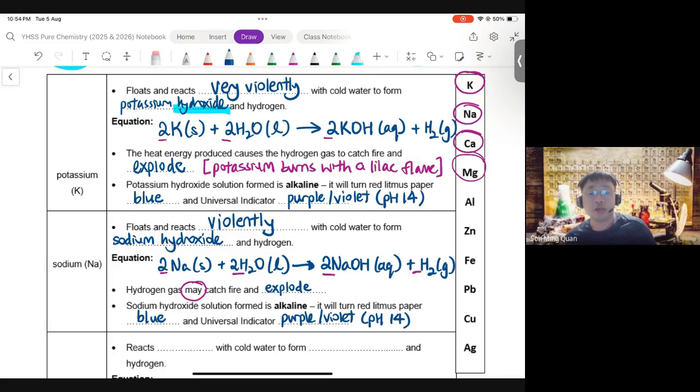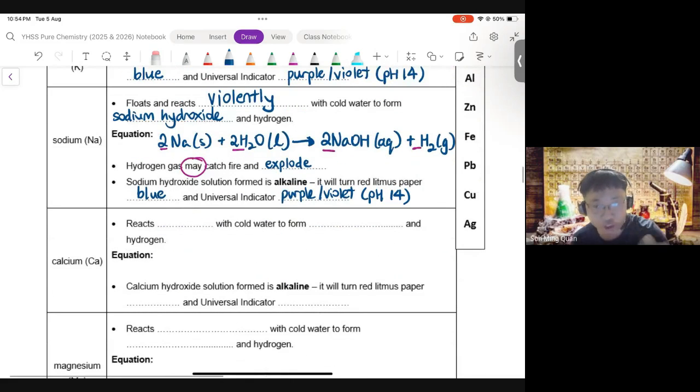Okay? So now we are gradually moving down. Potassium was very violent. Sodium is violent. Now we move down one notch. Calcium is below sodium. So calcium is slightly less reactive than sodium. So what is one level below violent? You need to learn these adjectives and adverbs. So one level below violently is readily.